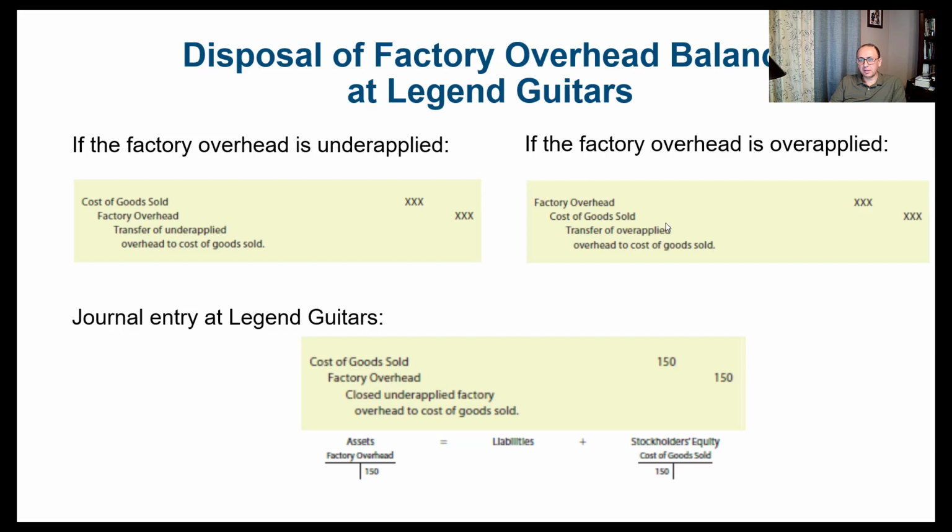In our case here, we had an underestimate. So the actual was more than our applied overhead. So the cost of goods sold has to be debited. We have to increase it by 150. And then we reduce the factory overhead by 150. Or in other words, we credit the factory overhead by 150. So the factory overhead is going to be credited by 150. The cost of goods sold, as part of the stockholders' equity, because it's an expense account, is going to be debited for 150.